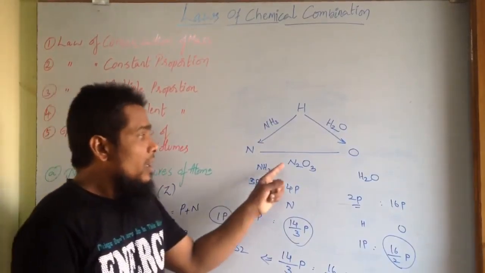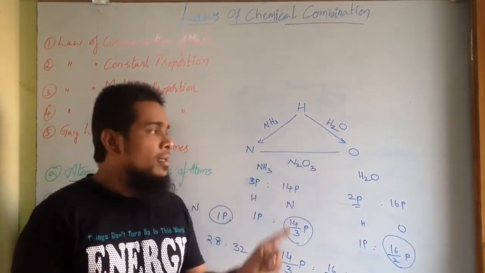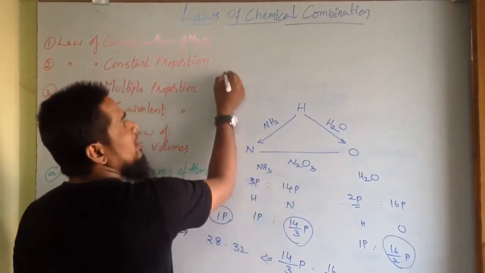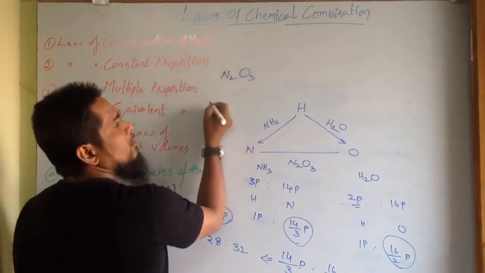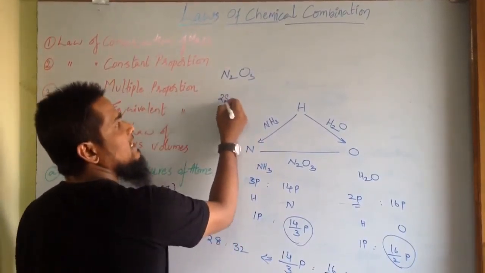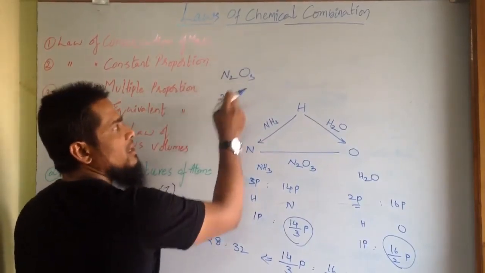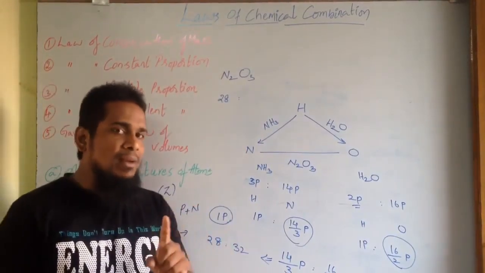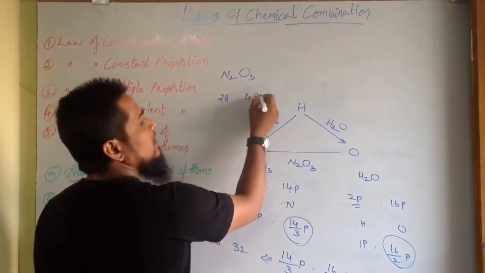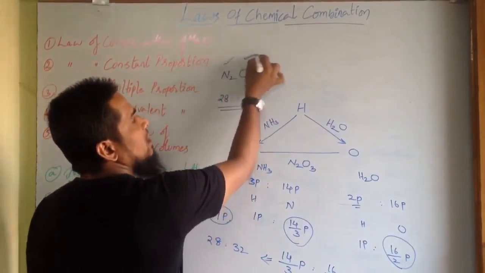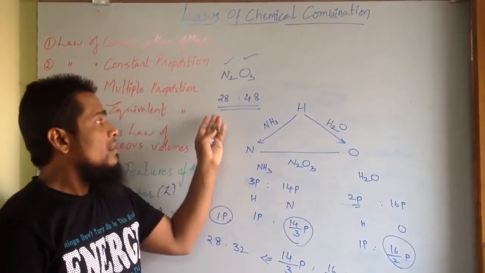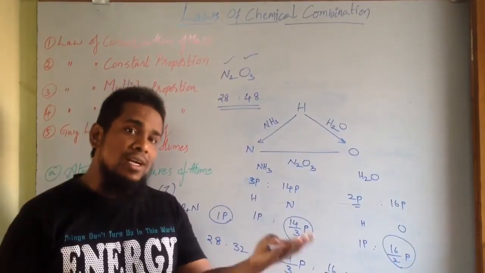Now, when it comes to nitrogen and oxygen, what is the ratio in which they combine? Let us check here. In N2O3, nitrogen's mass is 14, so for 2 nitrogens, its mass is 28 parts. And what is the weight of one atom of oxygen? It is 16. Then 16 times 3 is 48. So nitrogen and oxygen are combining with each other in a 28 is to 48 ratio.